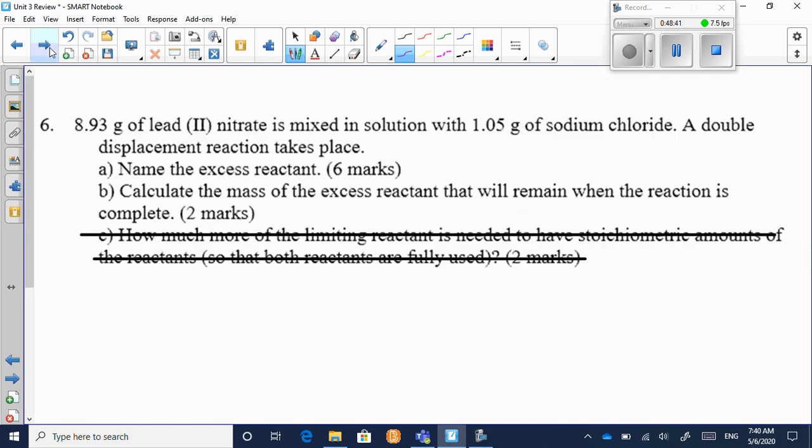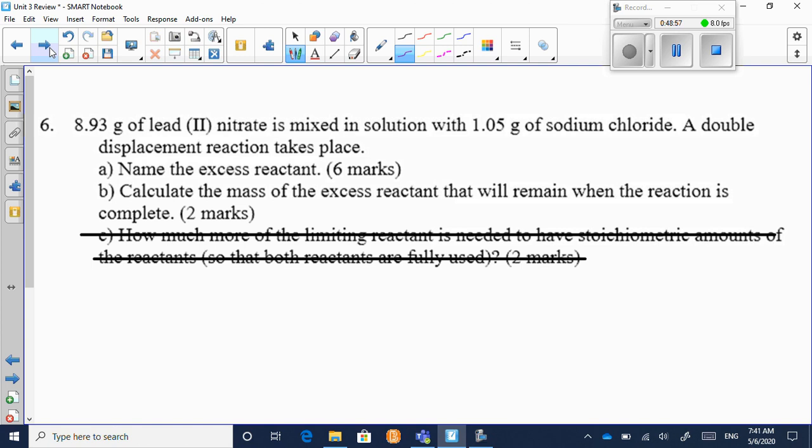It says, and I got rid of part C. I think it's not even on yours, so don't worry about it. It says 8.93 grams of lead 2 nitrate is mixed in solution with 1.05 grams of sodium chloride. A double displacement reaction occurs.